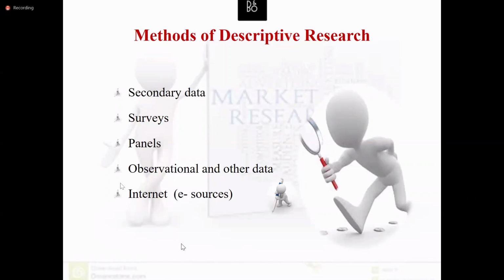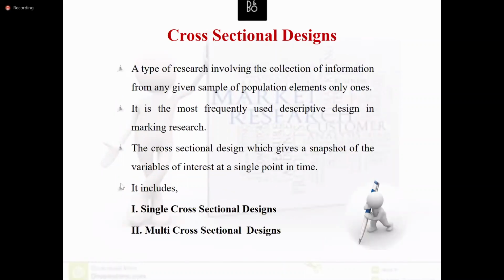So these are the ways in which you can have the information collected, and the descriptive methods can be used over. Okay, so for that we are applying. And to talk about the cross-sectional design, here we said it is the collection of information from any given sample of population. All right. So if it is cross-sectional, it is happening only once.